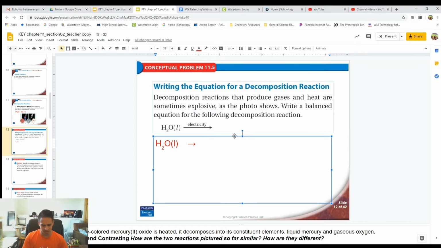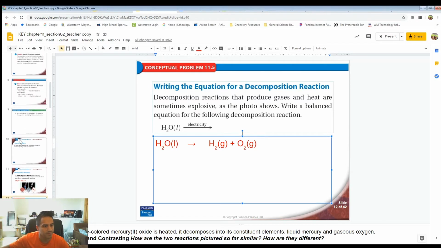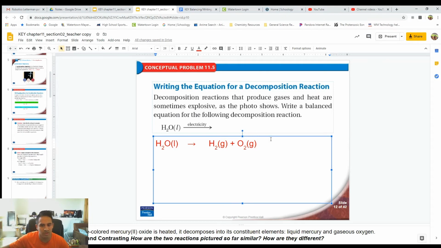This is going to break apart into hydrogen gas, which is diatomic. Remember, hydrogen is a Winkelhoff. And oxygen gas, which is also diatomic. So this is our equation. It does say to balance it.